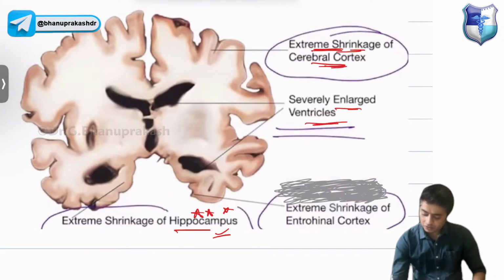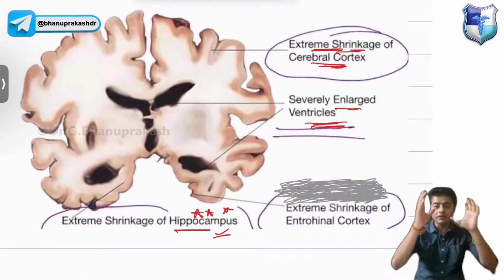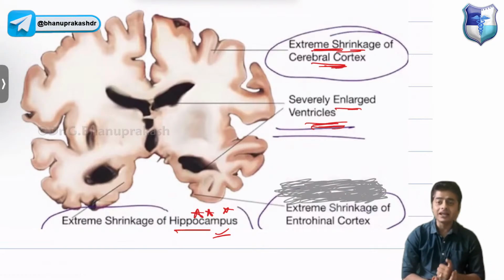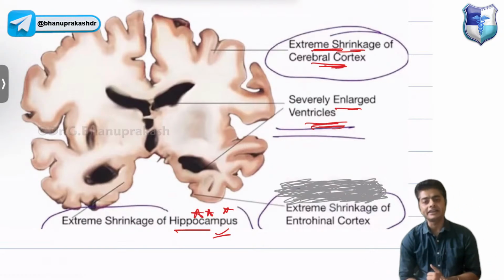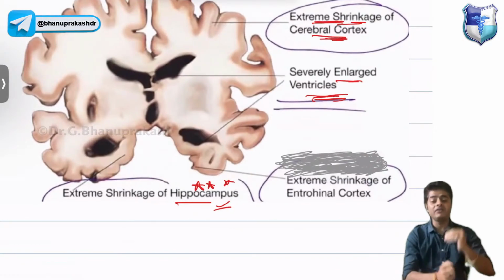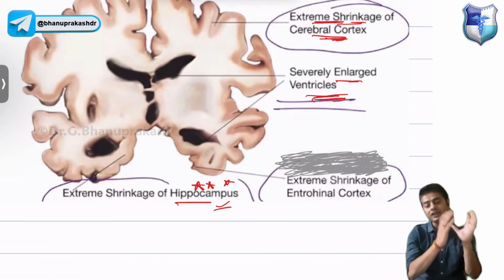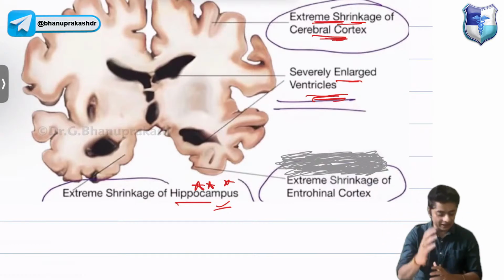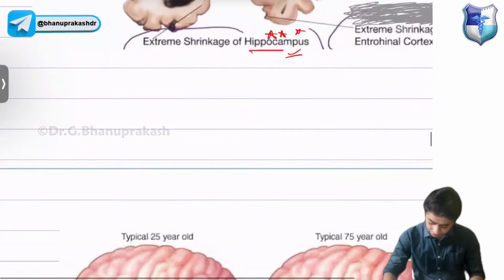There is extreme shrinkage of cerebral cortex and there are severely enlarged ventricles. So when you are doing dissection, especially of an Alzheimer patient, you will get these findings. Now we will correlate this anatomical finding with the CT and MRI of the Alzheimer disease patient.